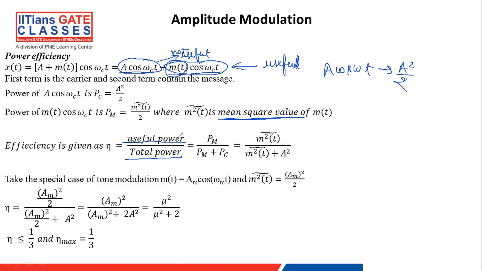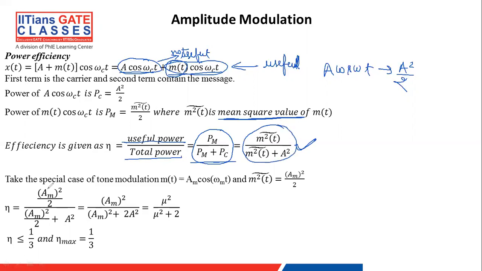Here if you put this power and this power in this formula, the useful power is only this one, which is Pm, and the total power is the power of Pm, that is the message power, and the carrier power, that is Pc. So this is the efficiency. When you put Pm equal to m square dash by 2 and Pc equal to A square by 2, you will reach here. Now this is the efficiency term.